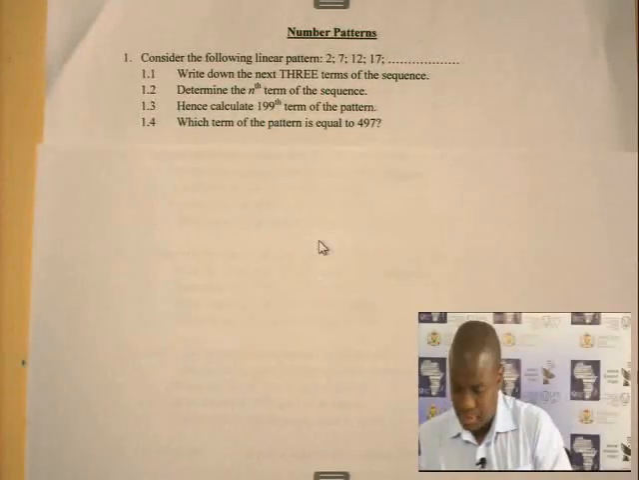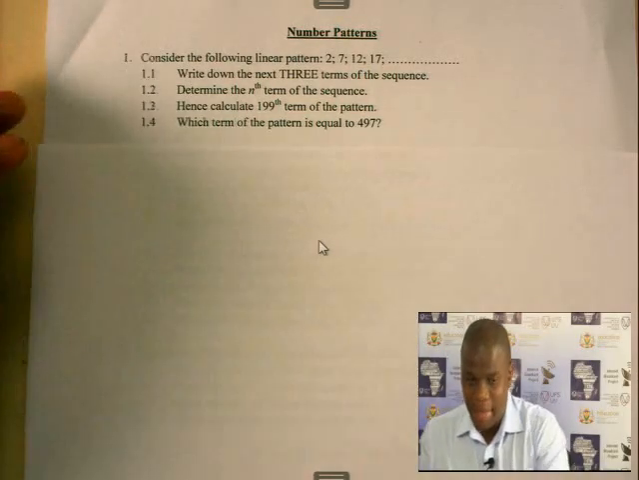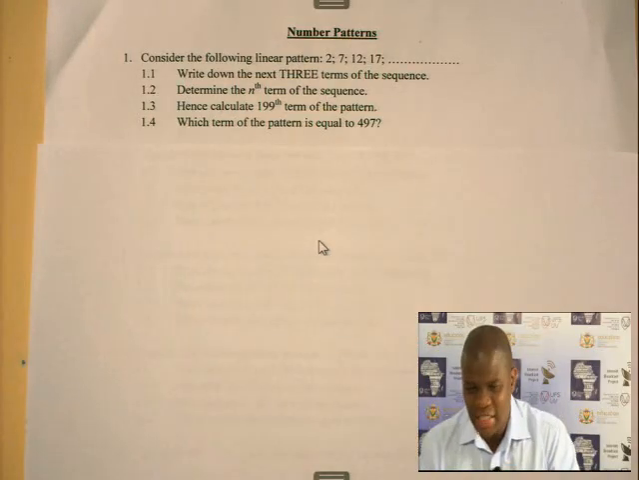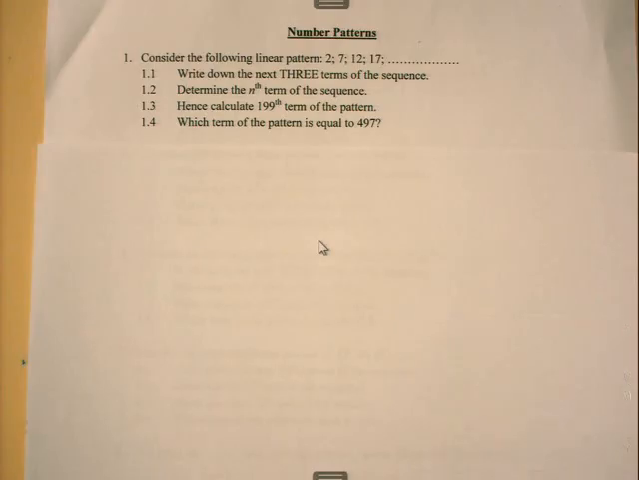Number patterns. The topic for today is number patterns. And we know number patterns can take different forms. So I'm going to take you through this first exercise, and then the next exercise, I think you learners must be able to do it. We've got different types of number patterns. The first one is the linear number pattern.